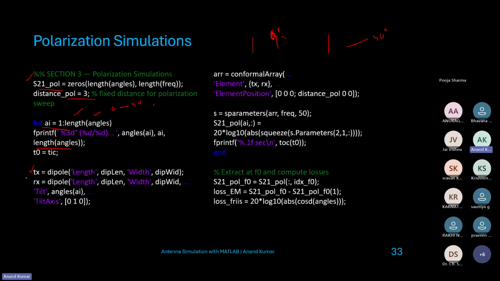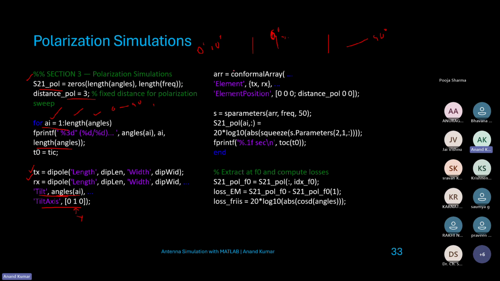In this case, we create a transmit and receive dipole with the same specifications, but the receive dipole is tilted by angles at index i. In the first case it's 0 degree, next is 10 degrees. So angle one will be 0 degree, angle two will be 10 degrees, and so on. For each iteration of the loop, this tilt angle will change, but the tilt axis remains the same, rotating from the y-axis.